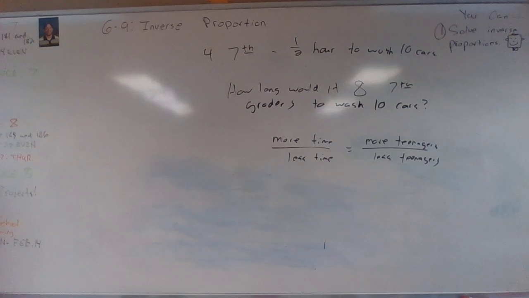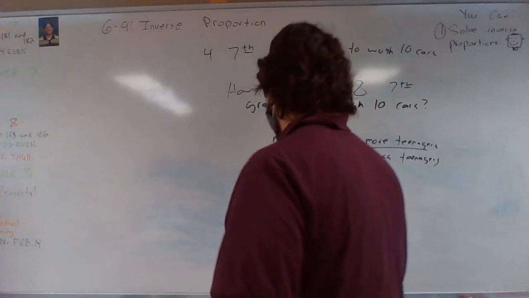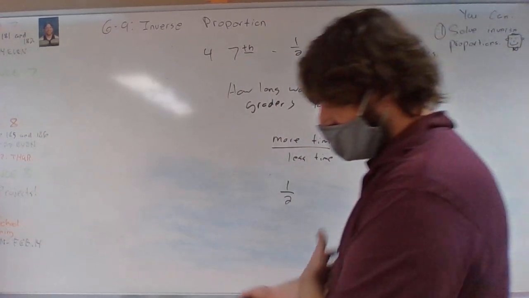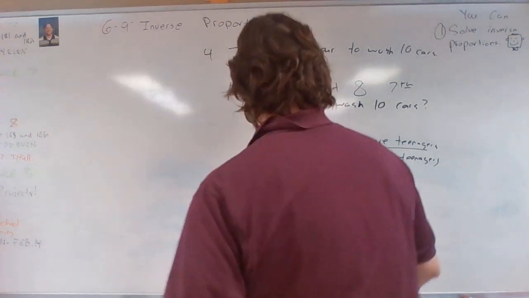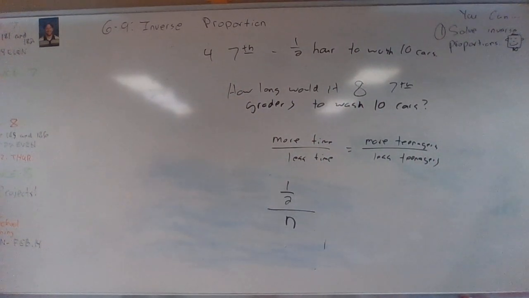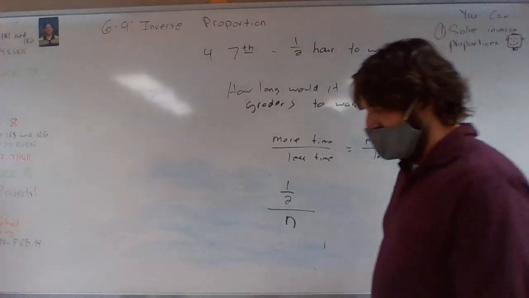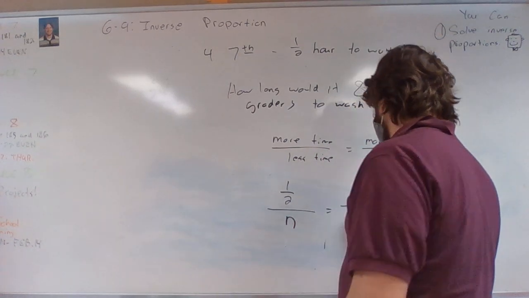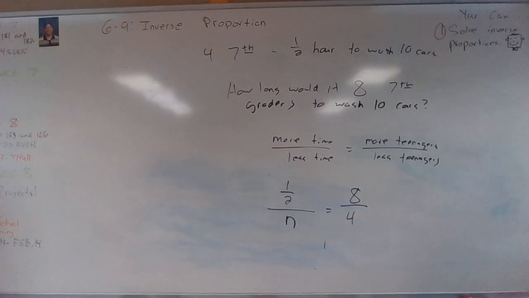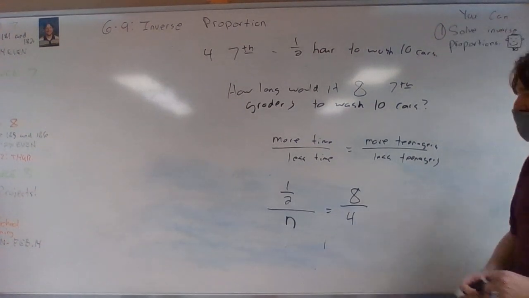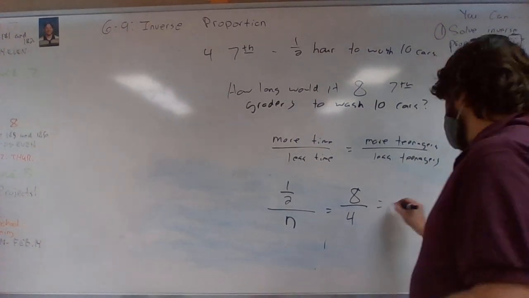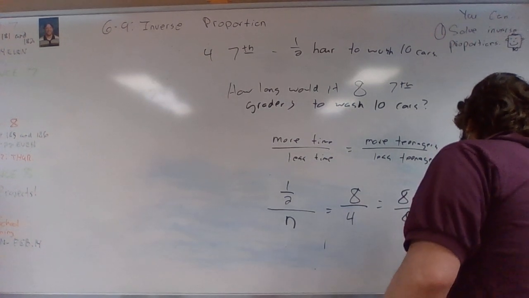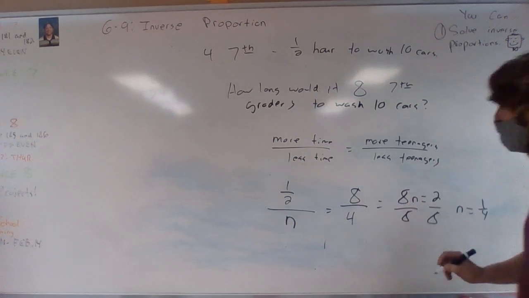So I can start plugging in the information that I know. So half hour. So I'm just going to call that a half. And what I don't know is it's going to take less time for more teenagers to get the work done. Equals 8 over 4. Now I can go through and start solving it here. 8n equals 4 times 1/2 is 2. Divide by 8, divide by 8, n equals 1/4.